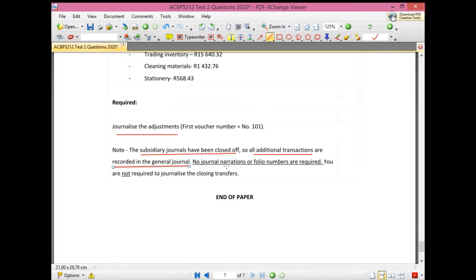And they tell you no narrations, journal narrations or folio numbers are required. Okay, so that means when we do the disclosure, I do not have to capture a description of what the journal is for.